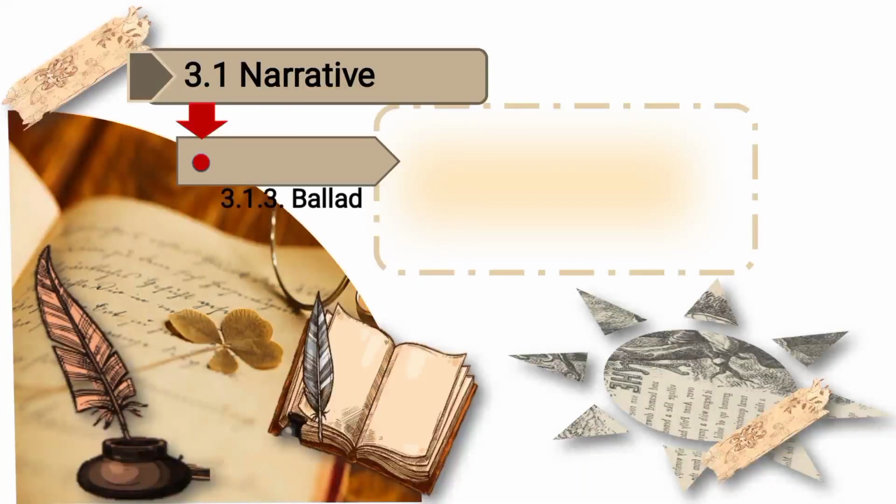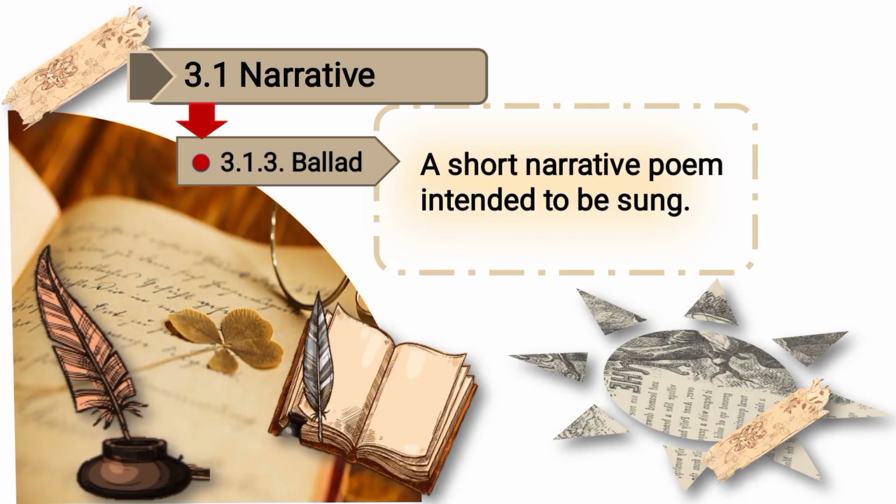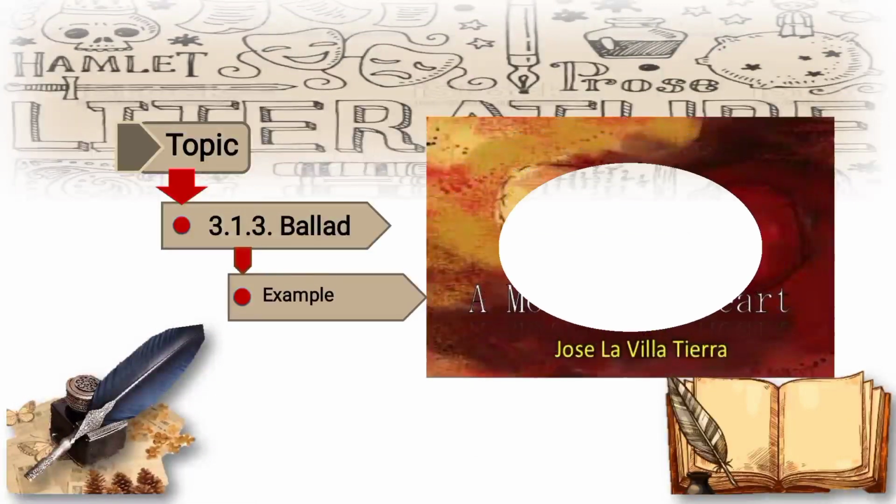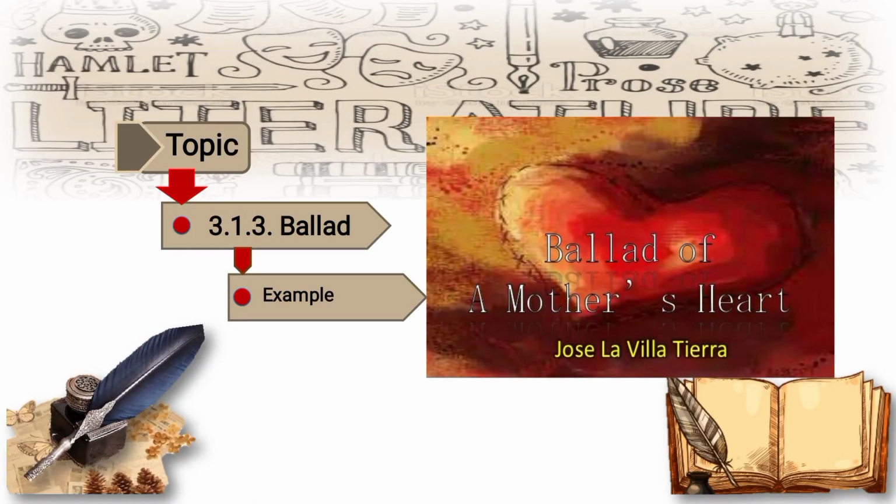Next is ballad. It is a short narrative poem intended to be sung. Types can be either folk or literary, as in the epic. Example of this is the Ballad of a Mother's Heart by Jose Lavilla Chera.